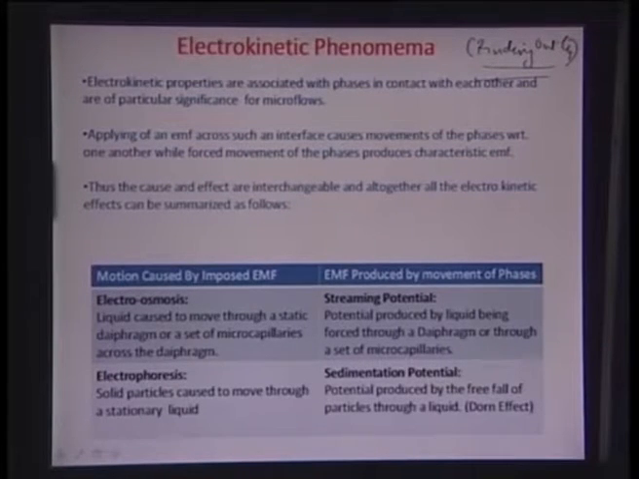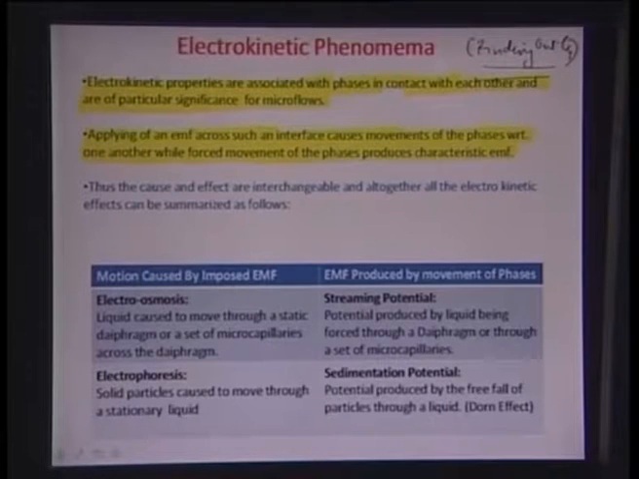Electrokinetic properties are associated with the phases in contact with each other and are of particular significance for microflows. Whenever there are two or more phases in contact with each other, there is almost always some charging which comes into the picture. One or more of these interfacing surfaces develops some kind of a charge. Applying an EMF across such an interface causes movements of the phases with respect to one another, while forced movement of phases produces a characteristic EMF.